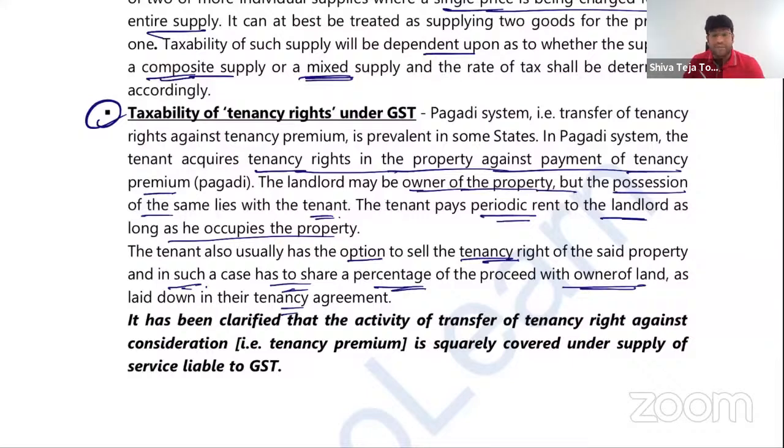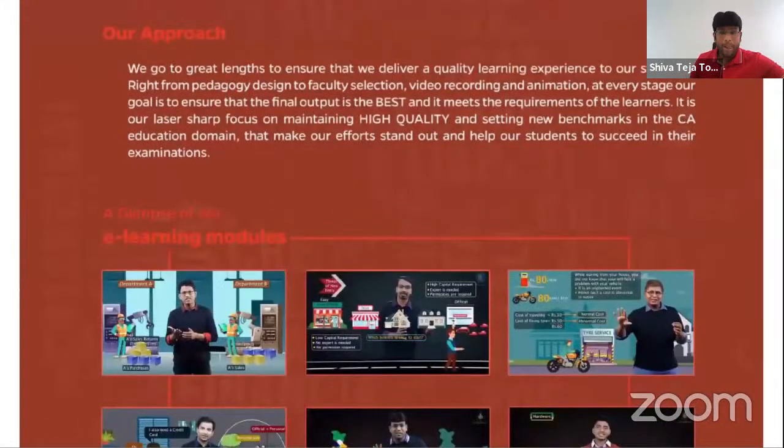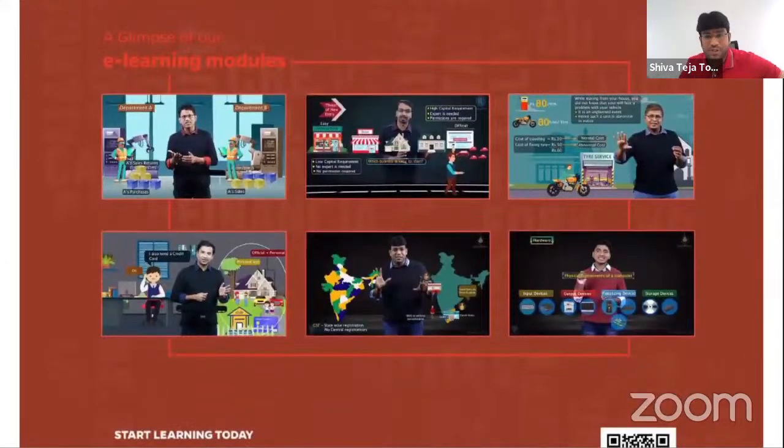And it is clearly clarified that the activity of transfer of tenancy right against consideration is covered under the scope of supply of service. Obviously, right? So if any right is transferred, that is clearly a case of supply of service, no doubt about it. And that will definitely attract tax. Make sense? That's it. That is the story of this beautiful topic, my dear friends.